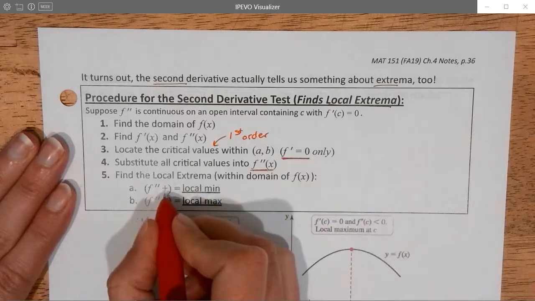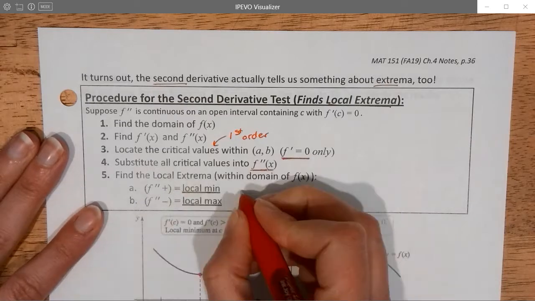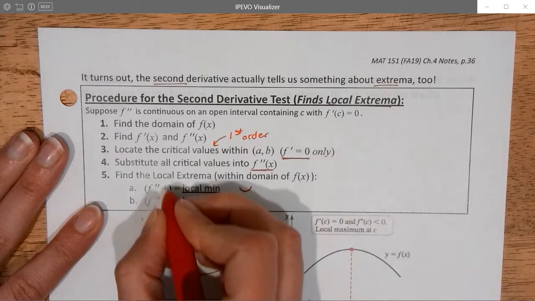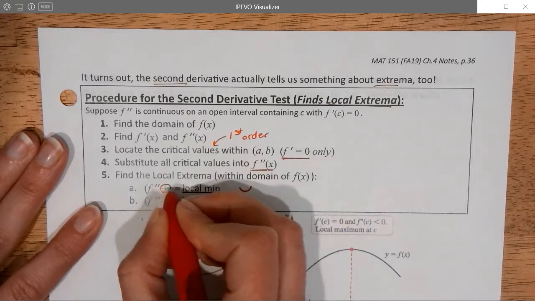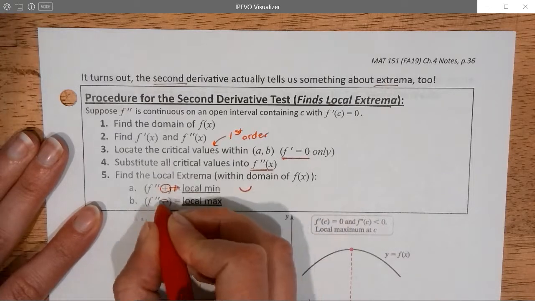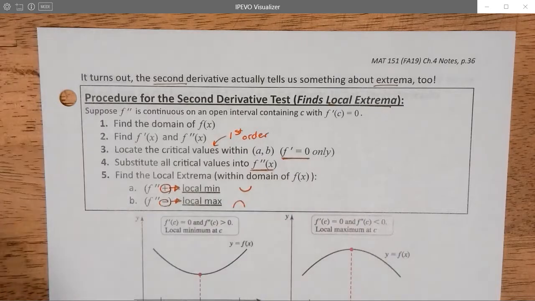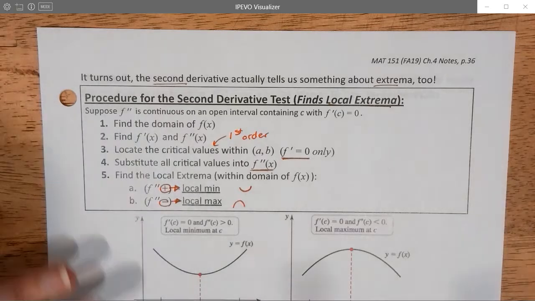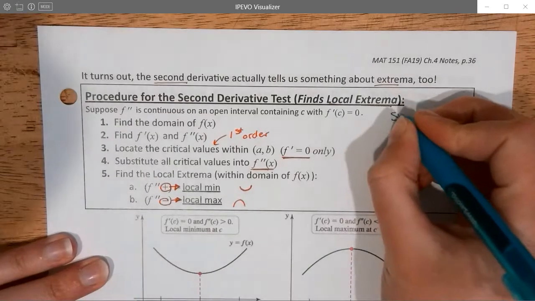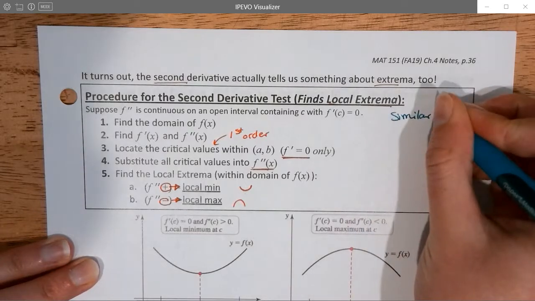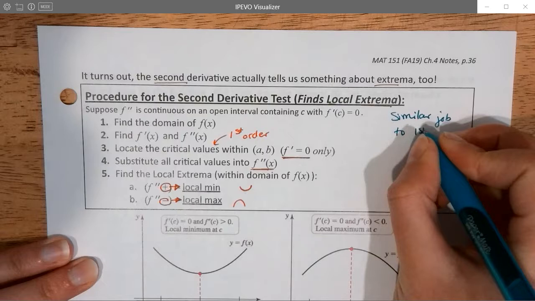if the second derivative is concave up, it's going to imply a minimum. So if the second derivative is positive, it's going to imply a minimum. And if it's concave down, it's going to imply a maximum. Okay? So this test does the same job as the first derivative test. So similar job to the first derivative test.